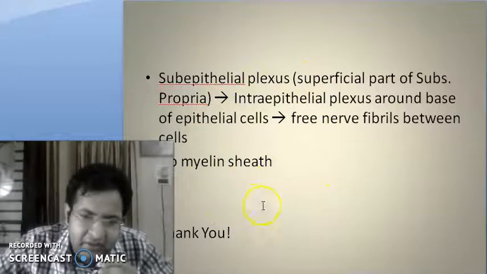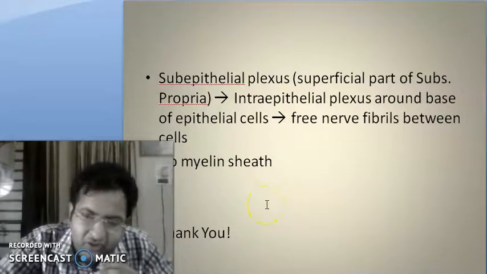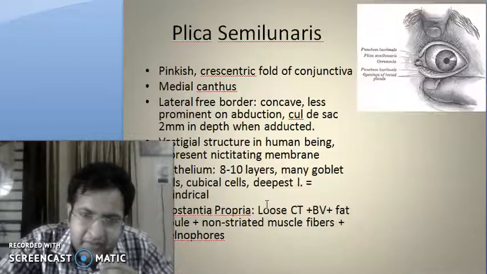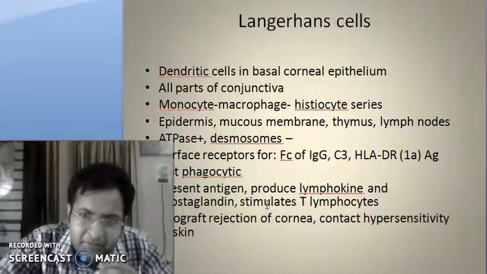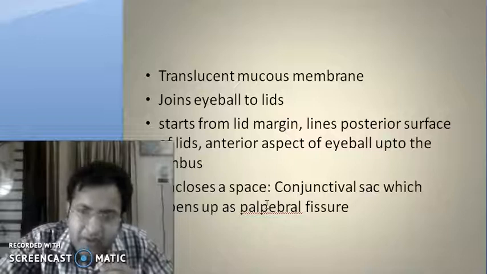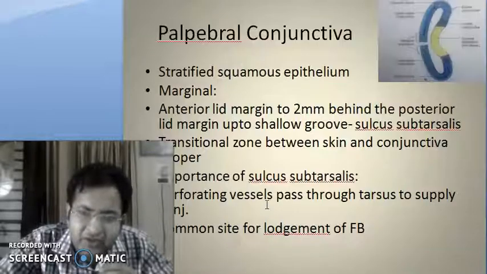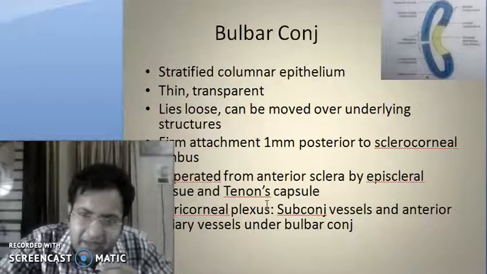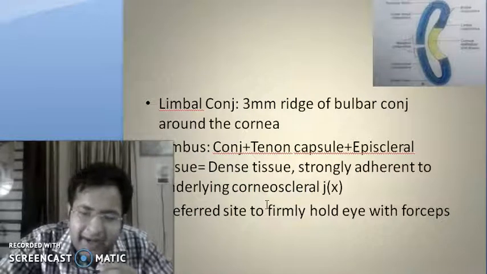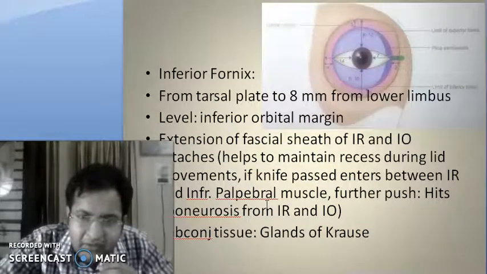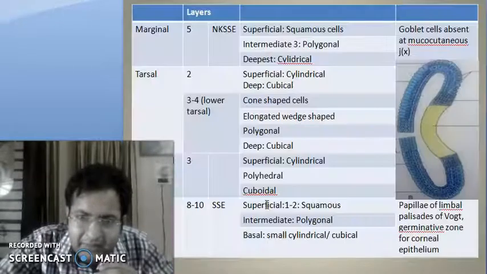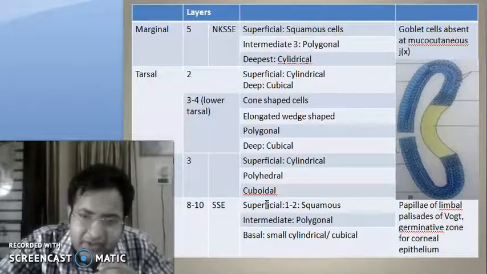With this, we complete conjunctival anatomy and venous drainage. So in short, it is a mucous membrane which joins the eyeball with the eyelid, and it is divided into palpebral conjunctiva, bulbar conjunctiva, and fornix. We had seen the various layers of the palpebral conjunctiva, the epithelium, adenoid and fibrous layer, and how many layered is the epithelium at various parts of the conjunctiva.